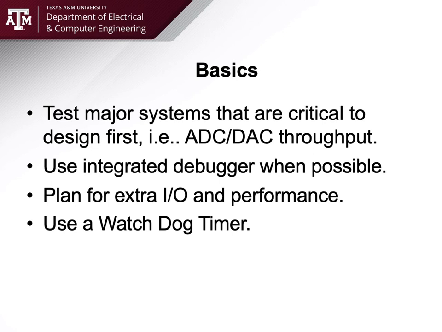Very important: use your integrated debugger. Again, not very easy to do with a Raspberry Pi, but if you're using an i.MX6 or a PIC32, guess what? You've got an integrated debugger. Use it. It's powerful. You can watch variables and set breakpoints, triggers, all sorts of cool stuff. Planning for extra I/O and performance is always a very good thing. And use a watchdog timer. A watchdog timer is basically a small timer whose sole job is to sit there and monitor that you reset it. So your main code body will reset the watchdog timer.